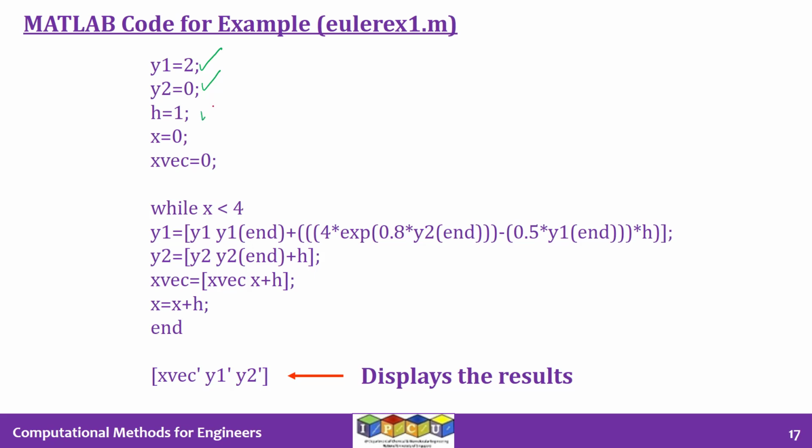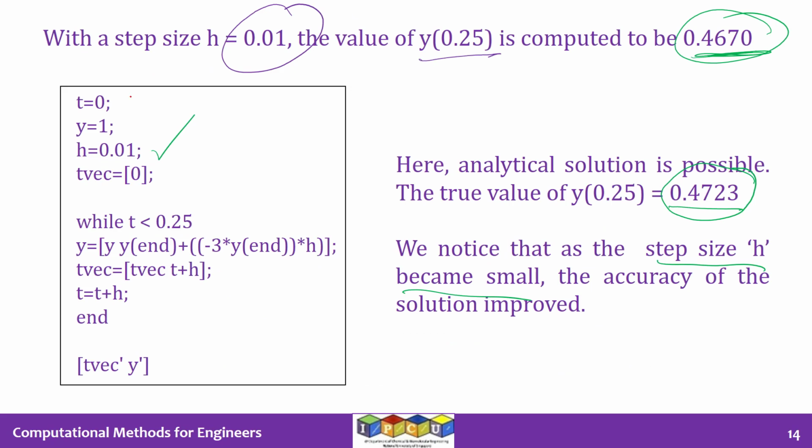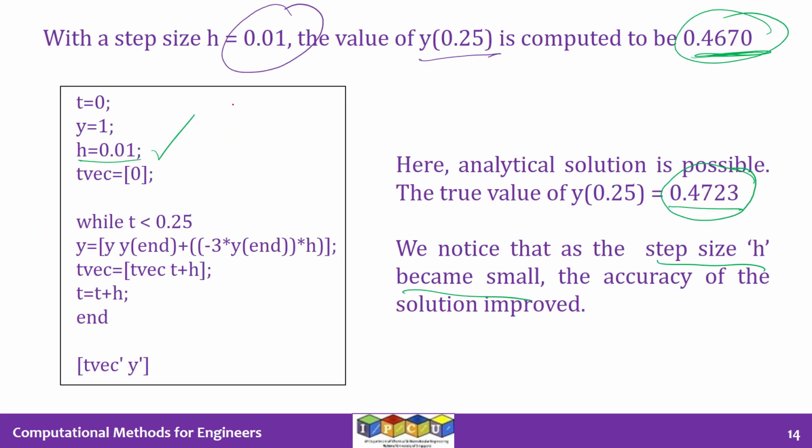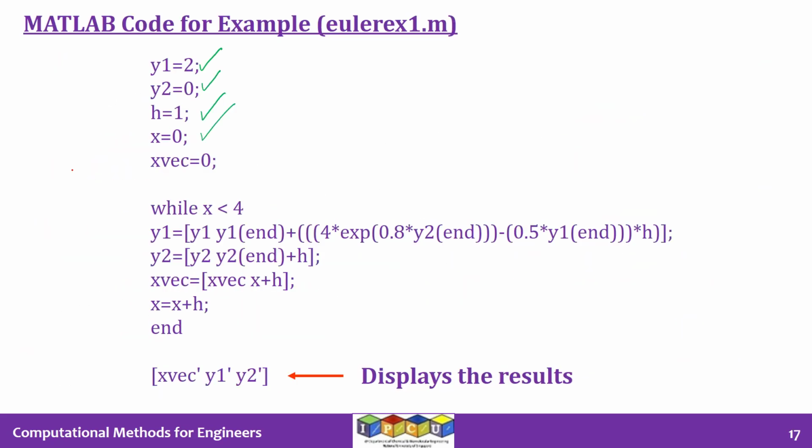Then h is equal to 1. I'm just following the same thing that is done here. There I said h is 0.01. Here the problem says h is equal to 1. Then the starting value of the independent variable is 0, and here the independent variable is x, therefore I say x is equal to 0. There I said t is equal to 0. Of course, these statements can be written in different orders, as long as it is acceptable to MATLAB. And here I'm saying x vec is equal to 0. There I said t vec is equal to 0. So everything is the same.